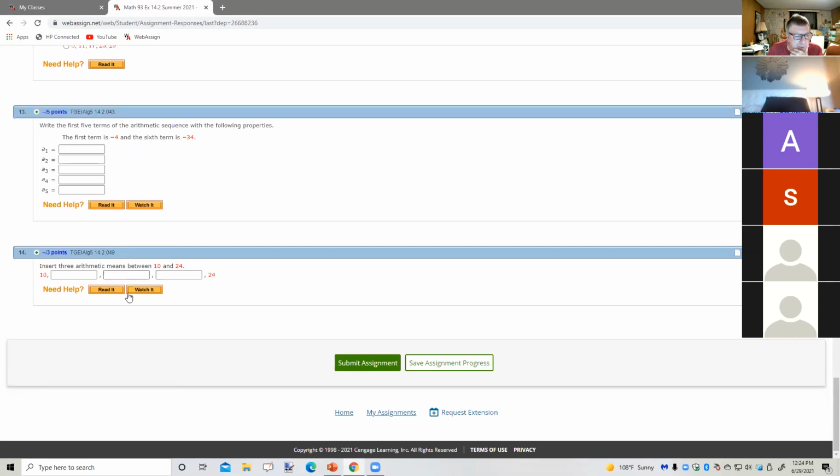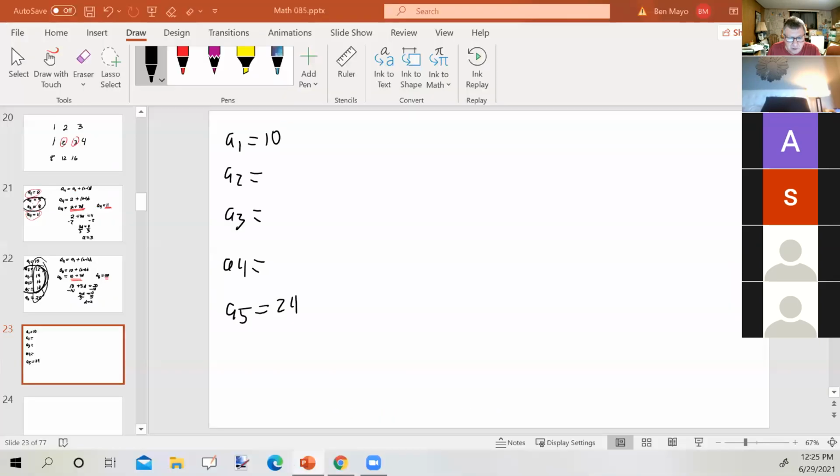But this is a problem like the one we just did. So you'd say a sub 1 equals 10 and a sub 5 equals 24. Let's do this problem. Let's see, what do we got? We've got a sub 1 is 10. And a sub 5 is 24. Does everybody see where I got that? I mean, it shows 3 empty boxes anyway. Okay, so now can you see my whiteboard? Yeah.